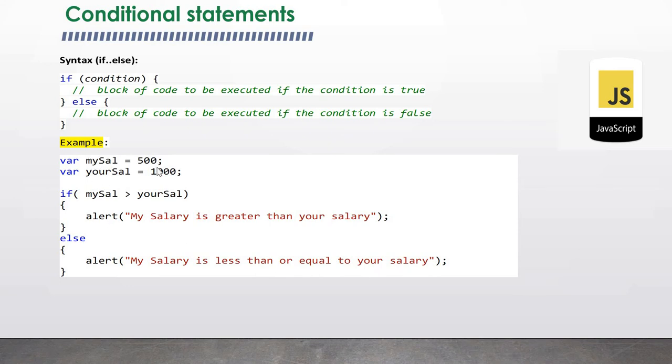So since we have two variable values, we can easily understand that mySell is less than userSell. So the if condition will not be true, so your compiler will jump to the else statement and will pop up this alert and say my salary is less than or equal to your salary. We'll see a real life example.